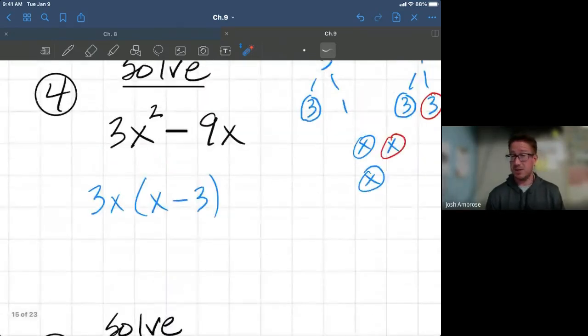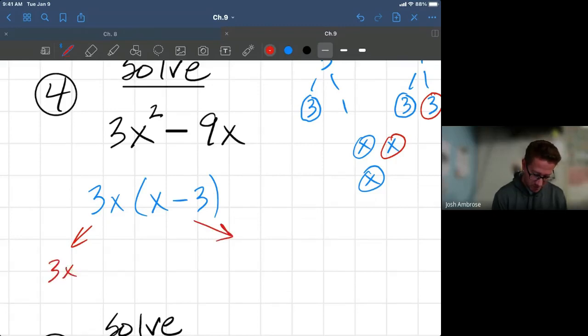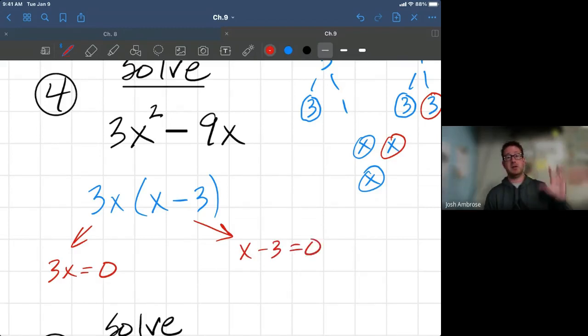But the problem says solve it. So now we're going to take each of these and set them equal to 0. 3x equals 0. X minus 3 equals 0. Solve each of these problems. Divide both sides by 3. X equals 0.